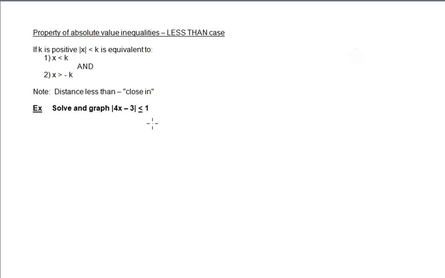Now, if we just think a minute about the meaning of absolute value, we sometimes say that an absolute value is a distance between 0 and that expression. And when you say that a certain distance is less than or equal to 1 unit, a small distance less than means that you are close in or constrained by the limits of that.